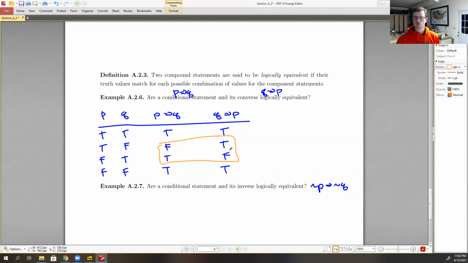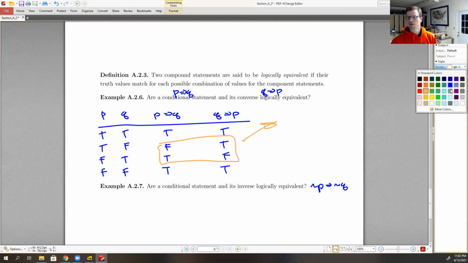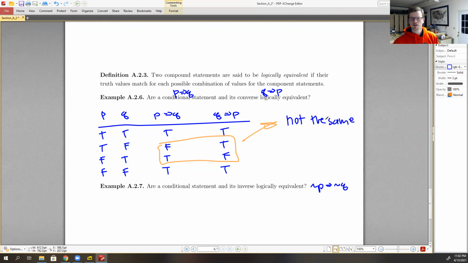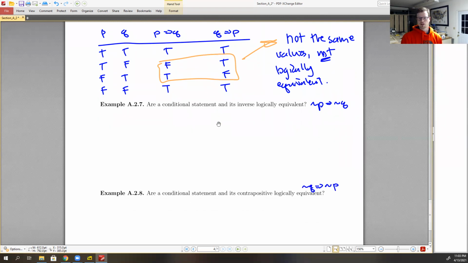False, true, true, false. Because of these two places, they're not the same values. So they are not logically equivalent. All right, so not logically equivalent. All right, so let's move on to our next one.